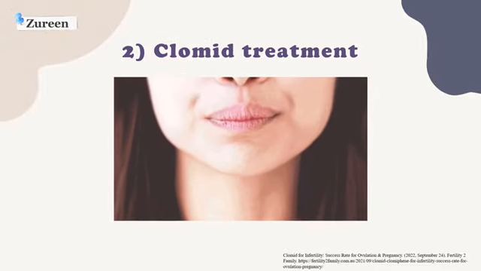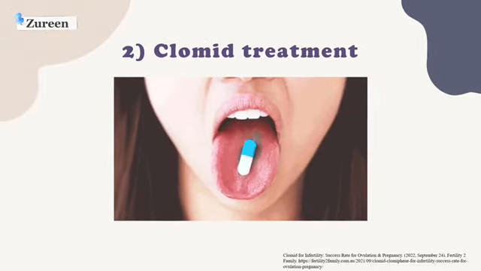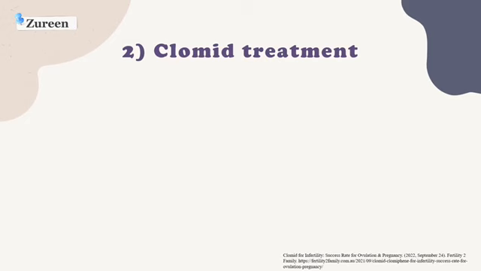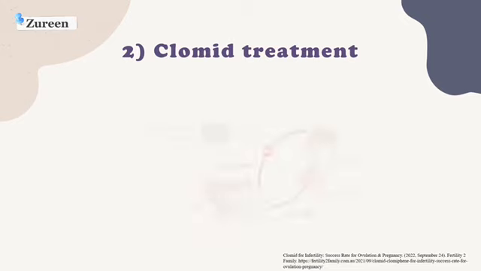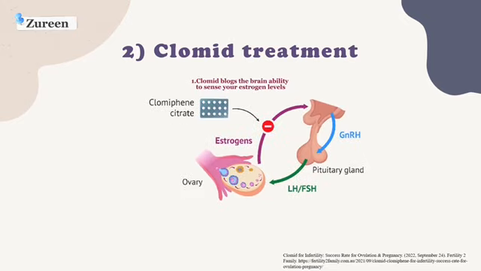Clomid is an oral medication used to treat infertility in women. It works by increasing the amount of FSH your brain produces to help mature your eggs into ovulation. Clomid blocks the brain's ability to sense your estrogen levels. In turn, your brain sends down a larger amount of FSH to stimulate growth. This causes your follicles to continue to mature into ovulation.